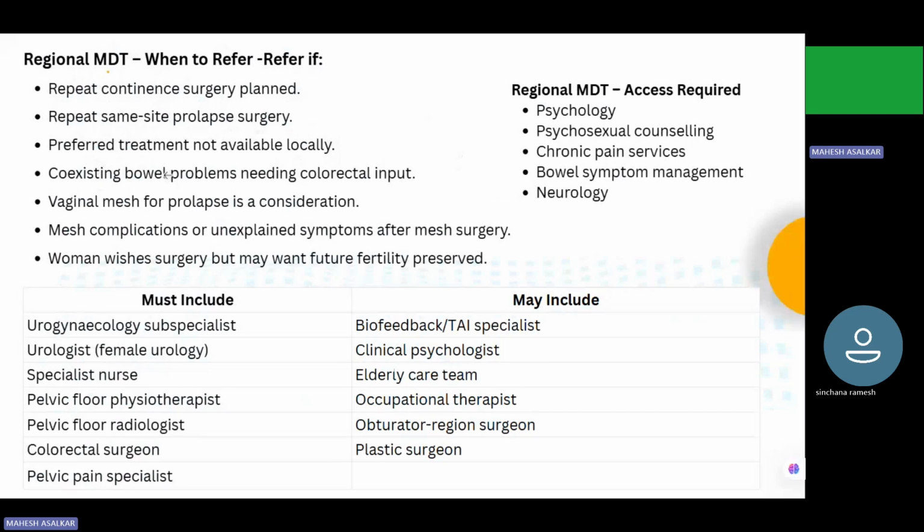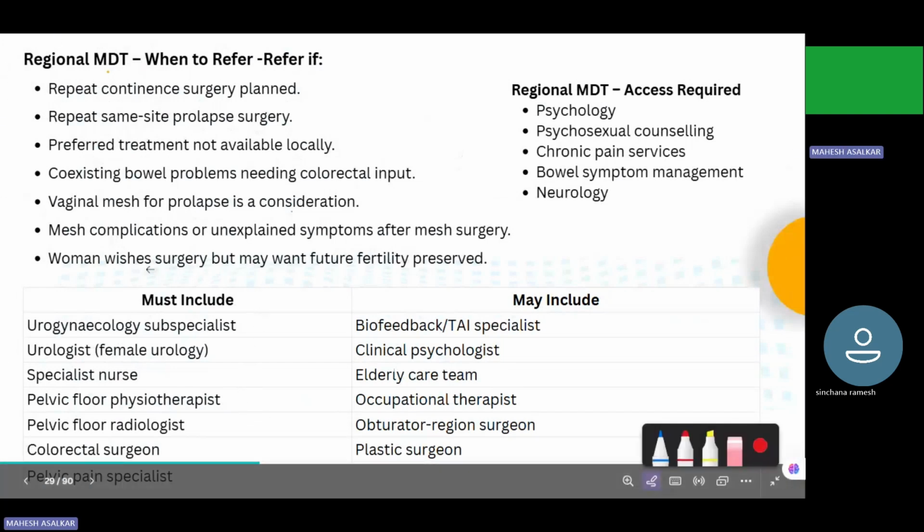Then coexisting bowel problems needing colorectal input, or vaginal mesh for prolapse is a consideration. Then mesh complications or unexplained symptoms after the mesh surgery. So for any mesh related complication, you need to take into account the regional MDT. Woman wishes surgery but may want future fertility preserved. So again, the case needs to be discussed in the regional MDT.